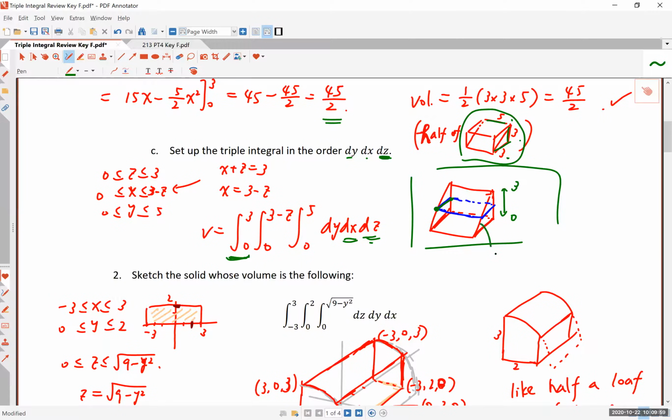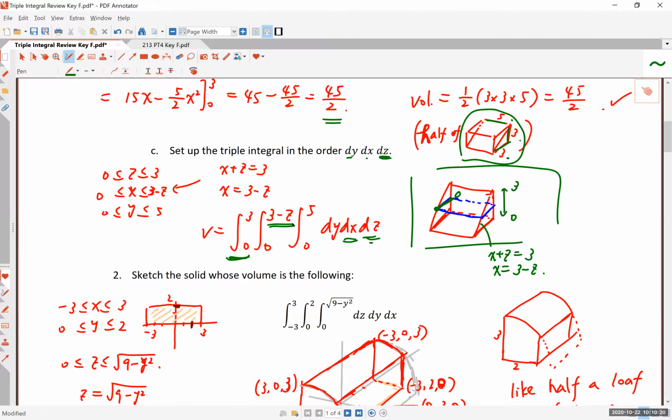Now remember, this plane is x plus z is equal to 3. But the question is now, x goes from 0, of course, here, right, to what? And so you have to solve this for x. And this is what you get, of course. So 3 minus z is the upper bound for the middle integral.